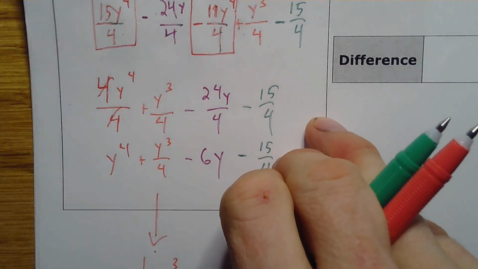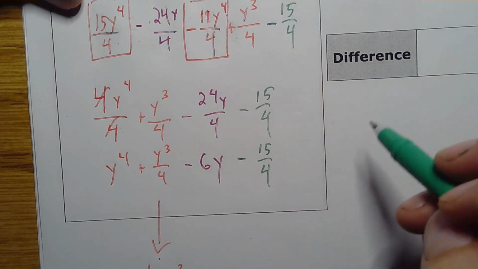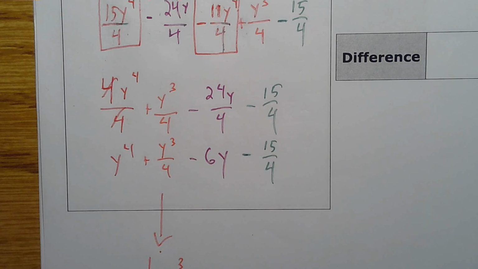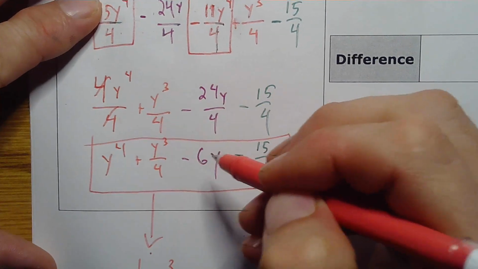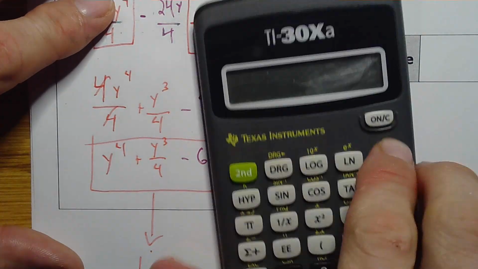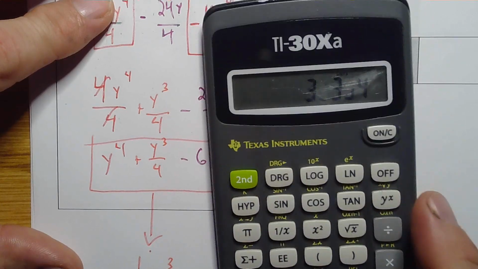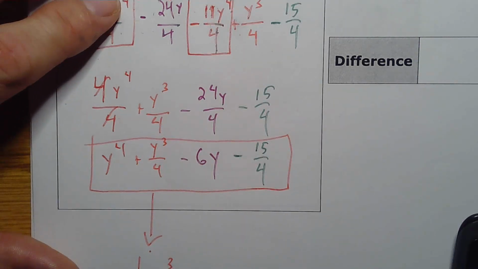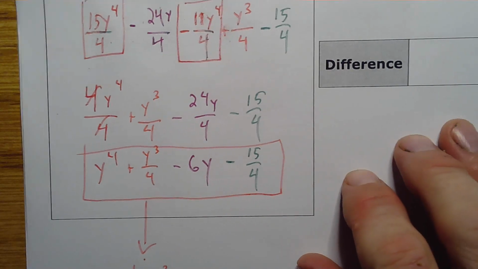So there you go. That is your answer there. Okay, so there's that one. So this is your answer right here, and you could change this 15/4 into 3 3/4 if you wanted to. It's the same. All right, let's move on to number 11.